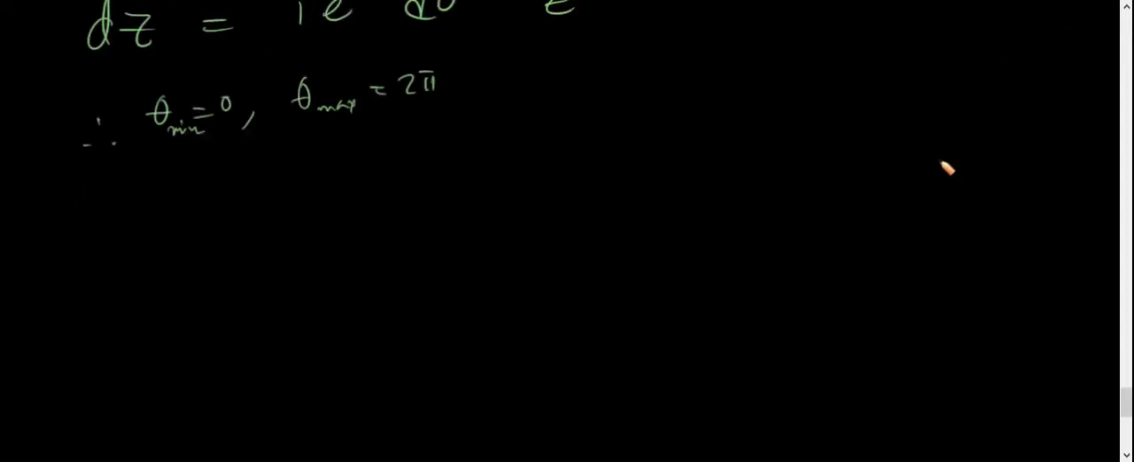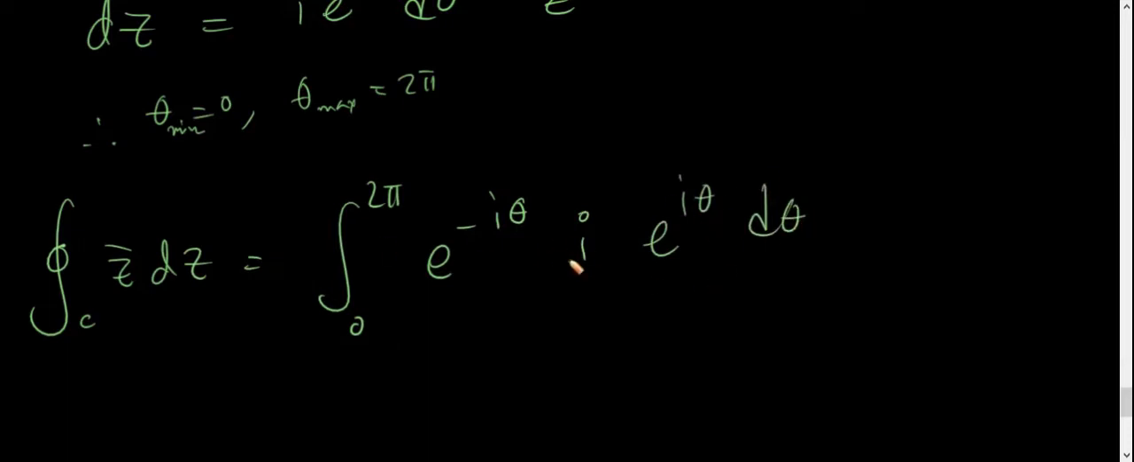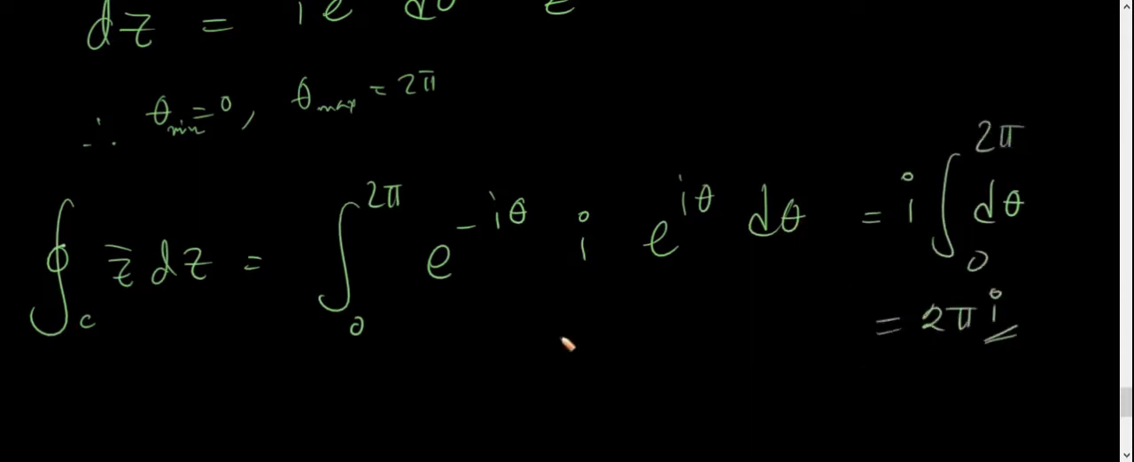So let's now write this integral z bar dz as the integral from 0 to 2 pi. Z bar means e to the power minus i theta, and dz means there will be i e to the power i theta d theta, right? And this is a very simple integration. It's just i d theta from 0 to 2 pi, and this is just 2 pi i. That's it.